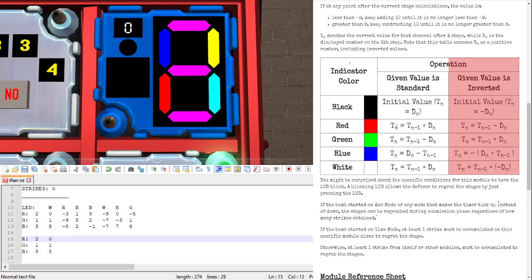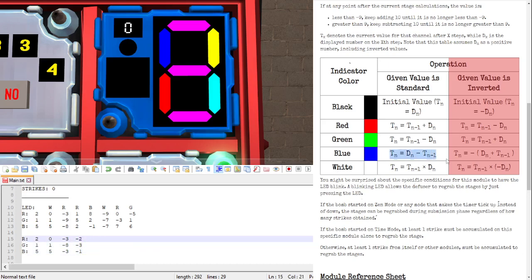For red stage, we add, so we're adding them together. 0 plus minus 3 is minus 3, 1 plus minus 9 is 1 minus 9, which is minus 8, and 5 plus minus 8 is a minus 3. Now, red again, we're adding again. Minus 3 plus 1 is a minus 2. Minus 8 plus 5 is a minus 3, and minus 3 plus 2 is minus 1.